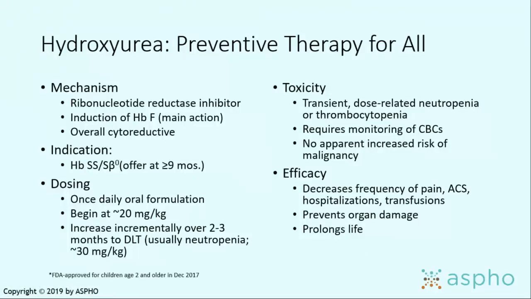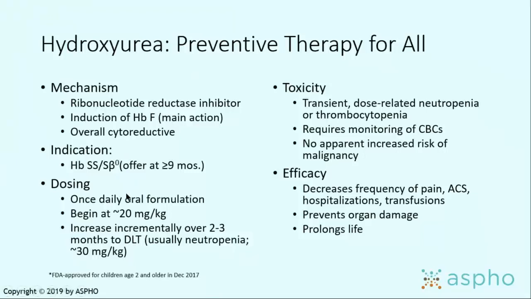It's also overall cytoreductive. If you've ever looked at the CBC of a sickle cell patient who's not on any treatment, you notice they're anemic. They have a very high white count. They often have thrombocytosis because of their overactive marrow. And so we think that the overall cytoreduction also helps prevent some of the disease complications. With vaso-occlusion, if you remember the picture, it's not just the sickled cell that's binding to the endothelium, it's the white cells and the platelets as well.